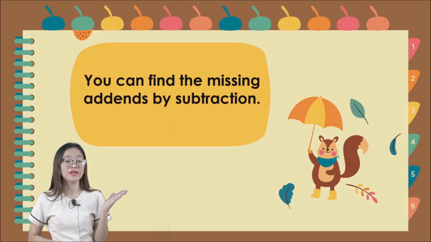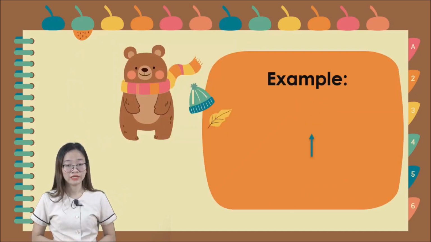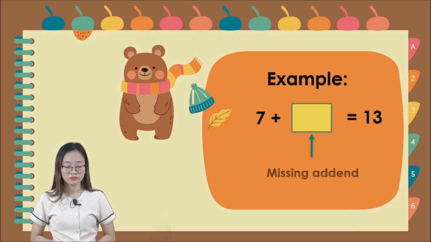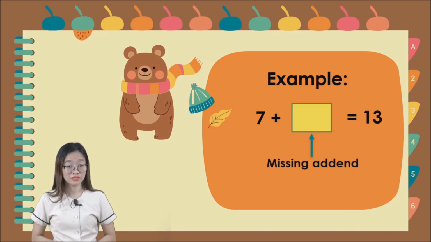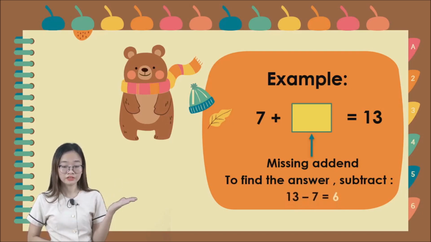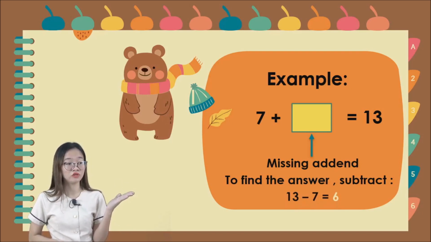Okay, so you can find the missing addends by subtraction. Like this one, 7 plus the missing number is equal to 13. So the missing number is the addend. So how to find the answer? We need to subtract, kids. So 13 minus 7 is equal to 6. Again, we subtract the other addend from the total. So 13 minus 7 is equal to 6.